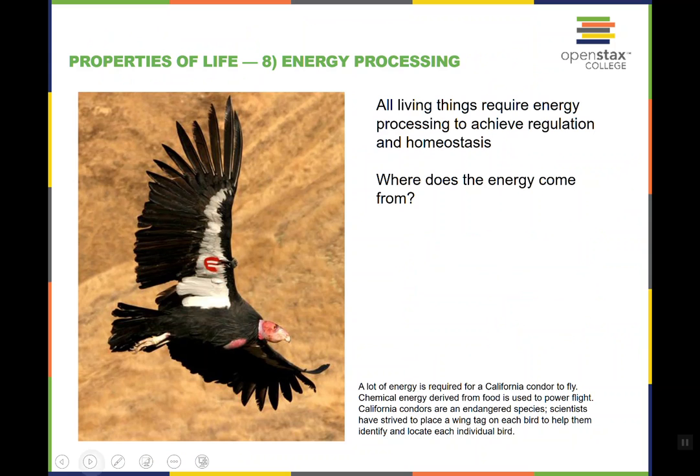All right, and energy processing. So all living things, anything from something as complex as a condor, which is what this guy is, to very simple things like bacteria, need energy. And we get energy by consuming other organisms, or some organisms can make their own energy. Ultimately, all of the energy comes from the sun.